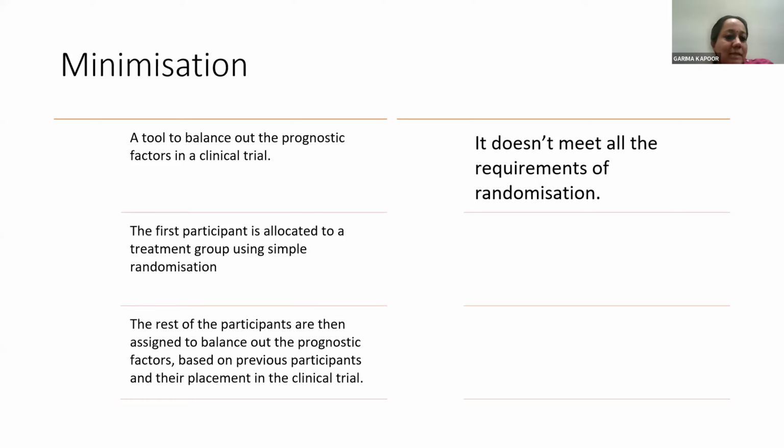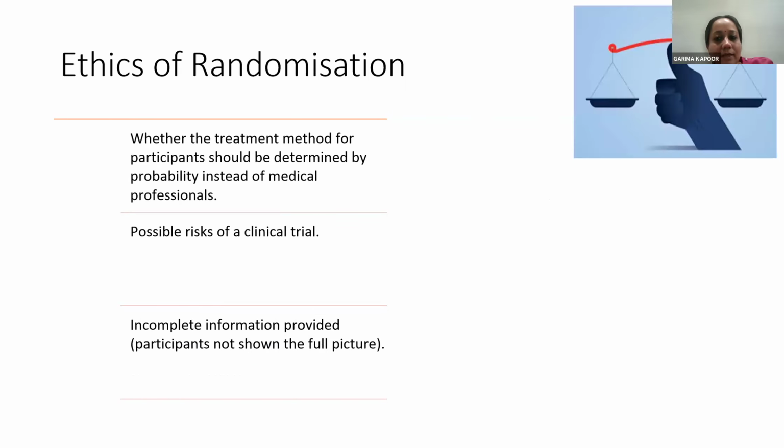Then this concept of minimization. This is not exactly randomization, but another way in which you could divide. If you want to balance out the prognostic factors, first you allocate a treatment group using simple randomization, and then you assign a control group in which you're balancing out all the prognostic factors based on the previous. Okay, but I don't think it's a part of randomization, but another method of study.